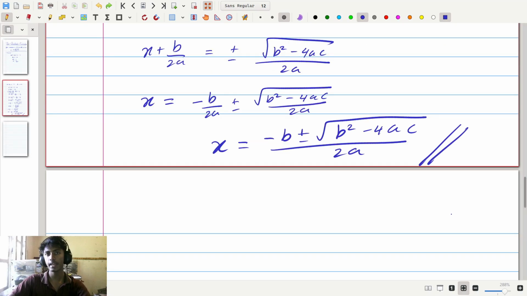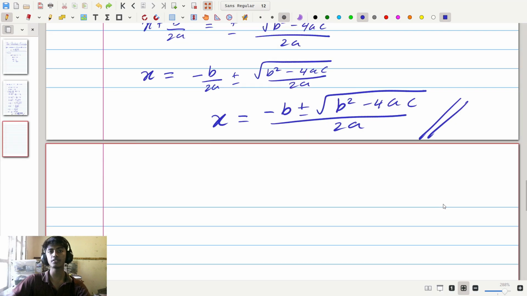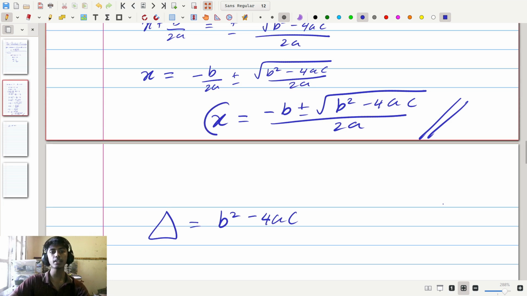Before I end the lesson, there's one more thing I'm going to talk about, and that is something called the discriminant. It is this bit on the inside of the square root here, b squared minus 4ac. It is often represented by the symbol delta, as in this triangle here, is equal to b squared minus 4ac. The reason it's called the discriminant is because it discriminates between whether x has real solutions or not.